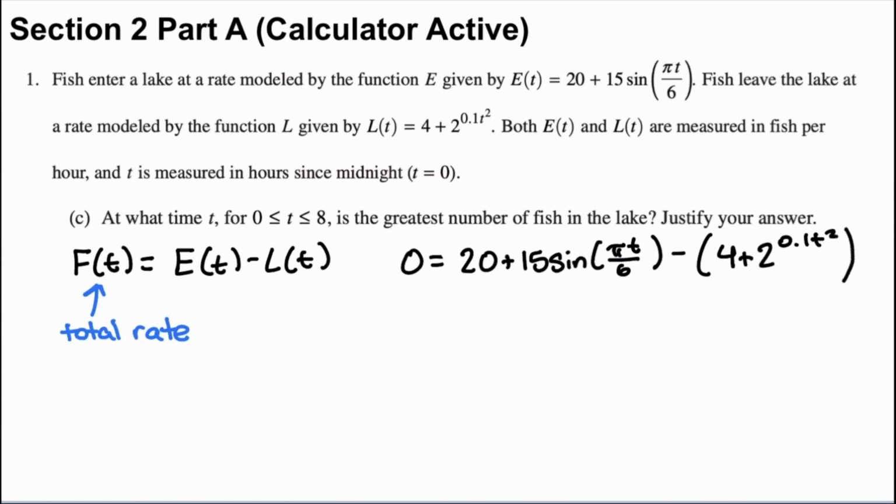And so now you would just put this into your calculator and find the intersection point that conforms to the interval in the question, where the graph crosses the x-axis, where t is equal to 0. And you want to look for when the graph goes from positive to negative, because that's going to indicate a maximum, which is what we're trying to find. And so if you do that, you would get that t is equal to 6.204.